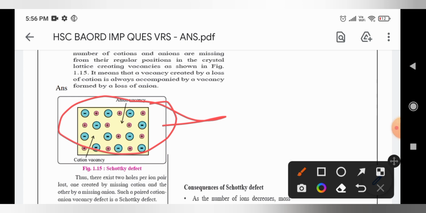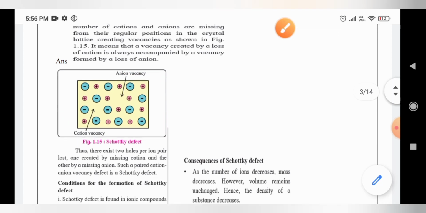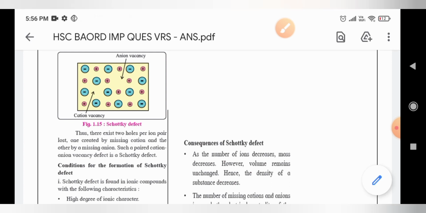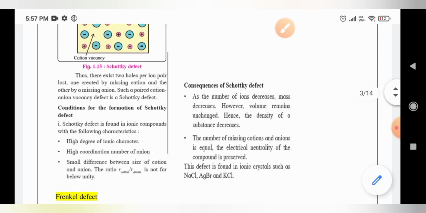If ions are absent from their original position, so this is loss of anion or loss of cation, causing a shortage in the atoms, that is Schottky defect. In these defects, there are 2 holes in the ionic pair. One cation and one anion are absent in this structure. Such a defect is called a Schottky defect.